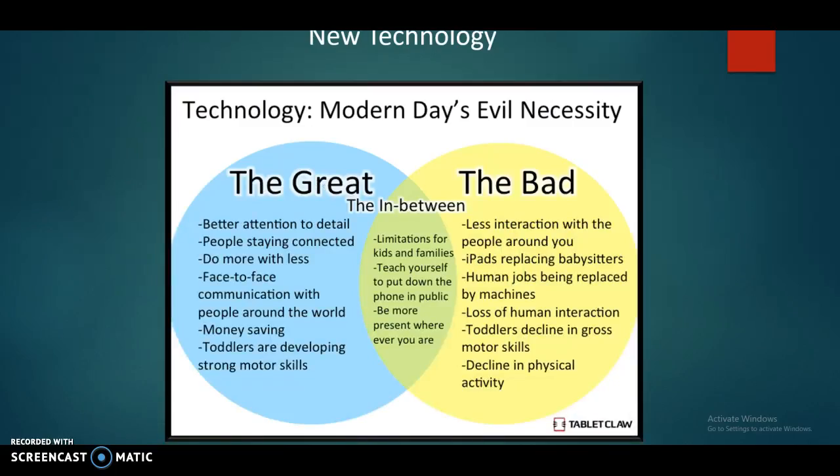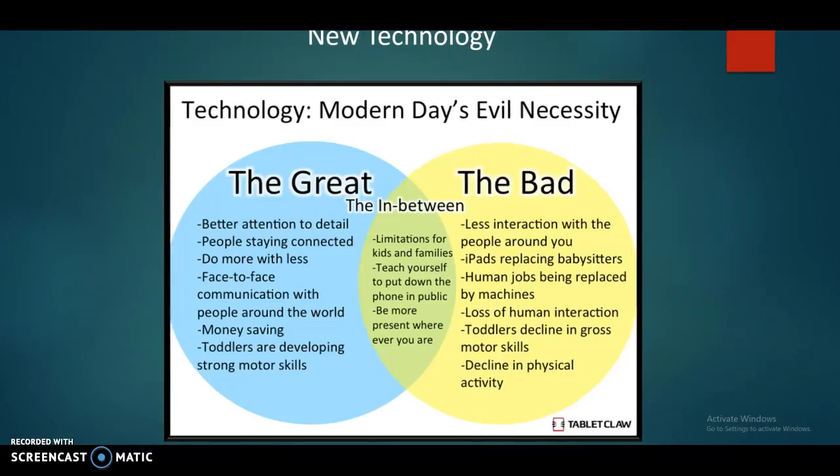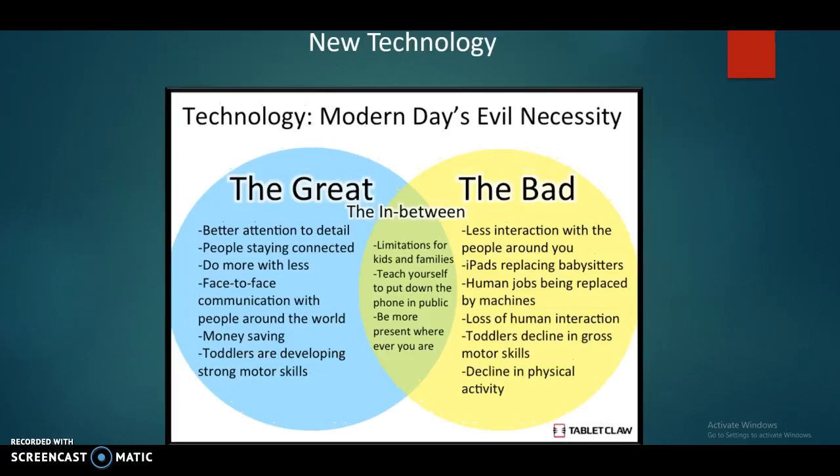Okay, on this slide, we'll be talking about new technology. It has its good and bad. The good part will be better attention to detail, people staying connected, doing more with less face-to-face communication with people around the world, money saving, toddlers developing stronger motor skills.